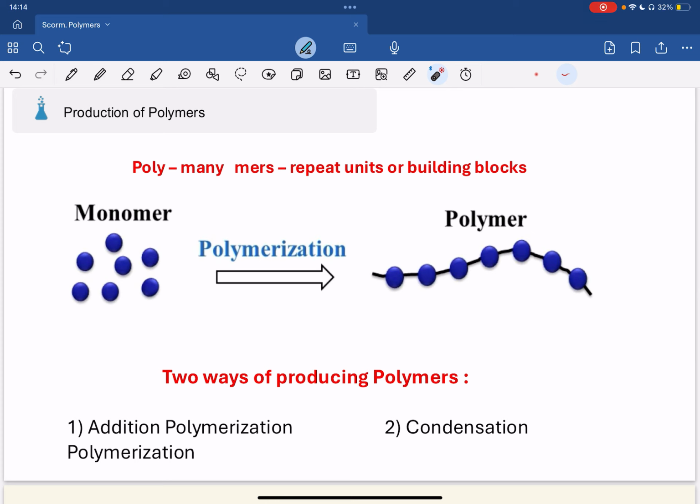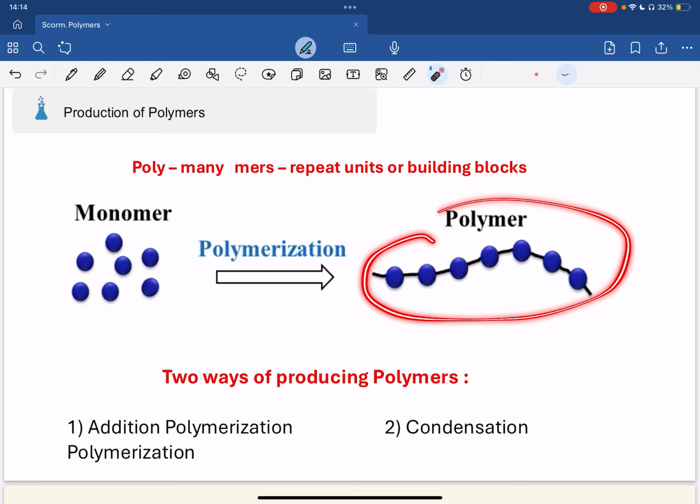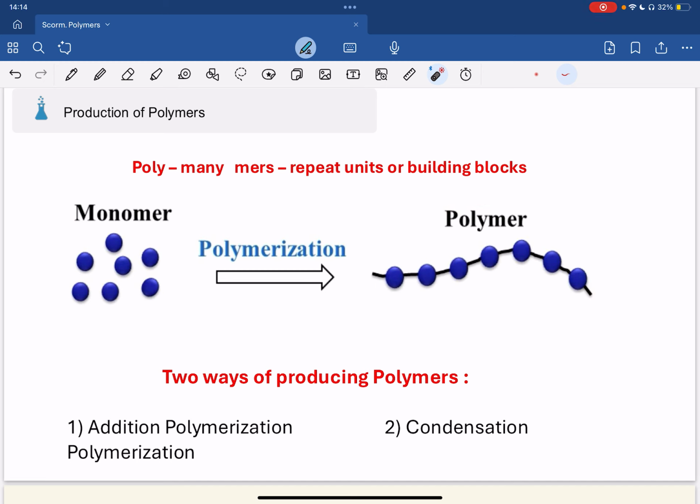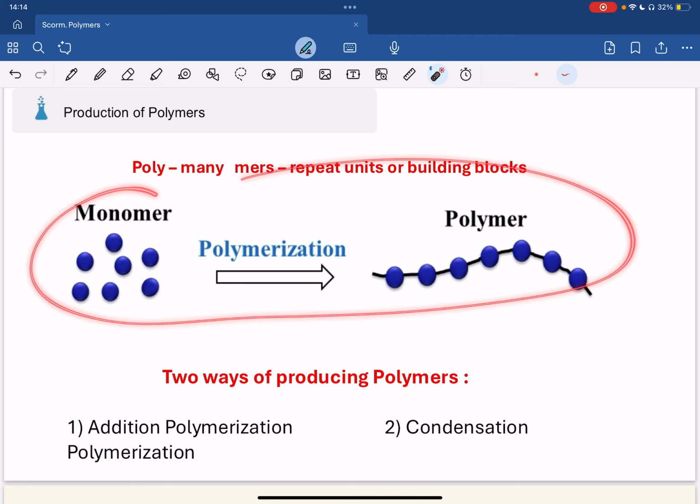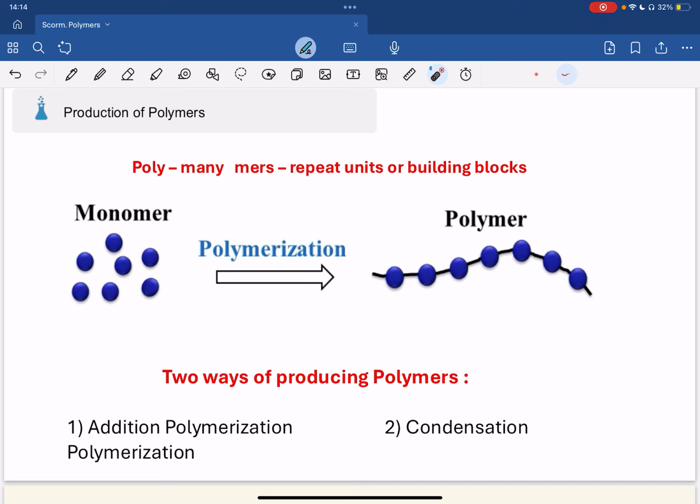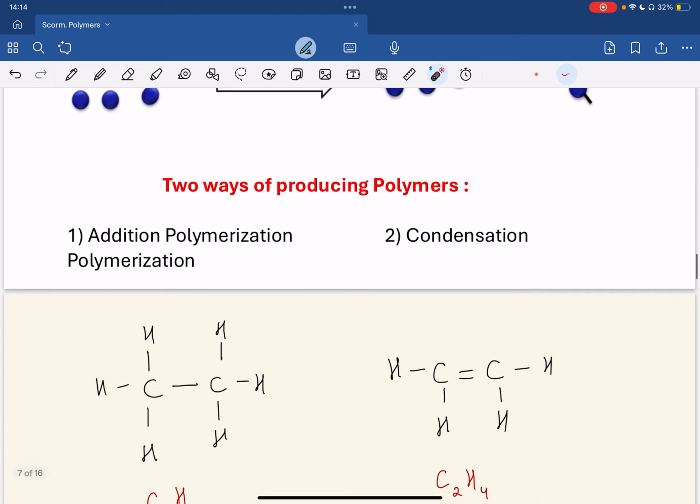So how do we prepare the polymers? Basically, we bring monomers together and we create polymerization. We create polymers. We have two types of polymerization. One of them is addition polymerization. The one you see in here is addition polymerization because you are adding things together and you are producing only one polymer. This is called addition polymerization.